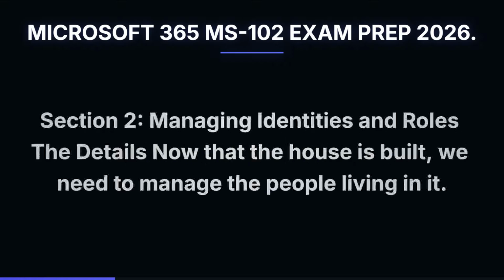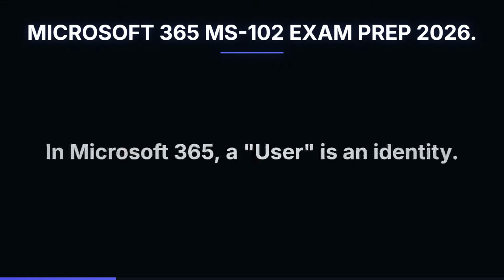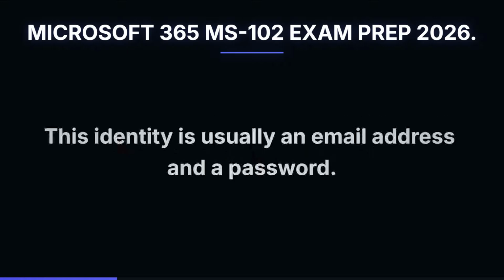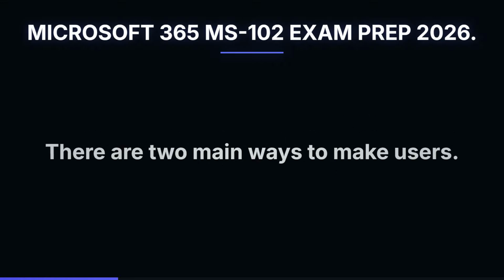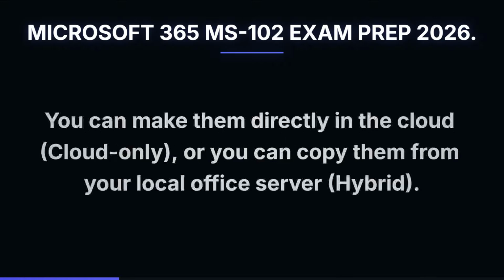Section 2. Managing identities and roles. The details. Now that the house is built, we need to manage the people living in it. In Microsoft 365, a user is an identity. This identity is usually an email address and a password. There are two main ways to make users. You can make them directly in the cloud, cloud only, or you can copy them from your local office server, hybrid.